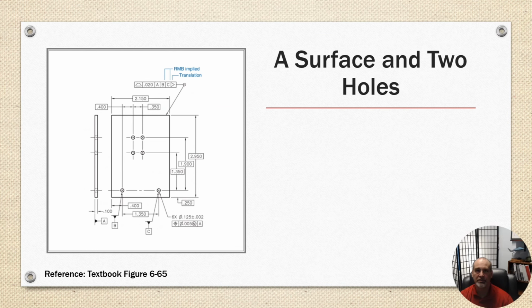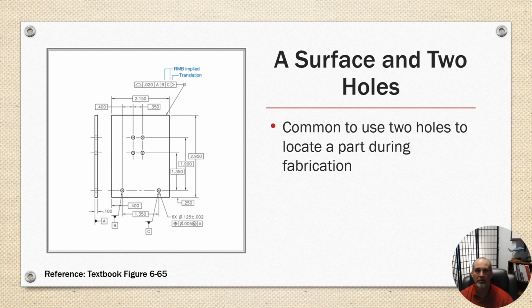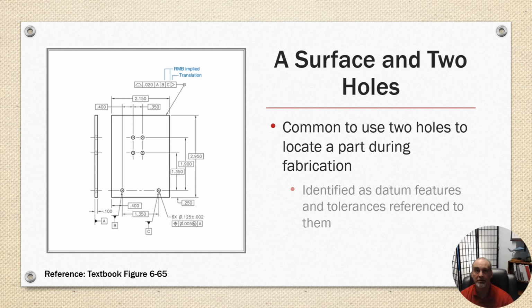Okay, a surface and two holes. It's common to use two holes to locate a part during fabrication. Sometimes we actually have parts that have tooling holes in them specifically for that. And they can be identified as datum features and tolerances referenced to them.